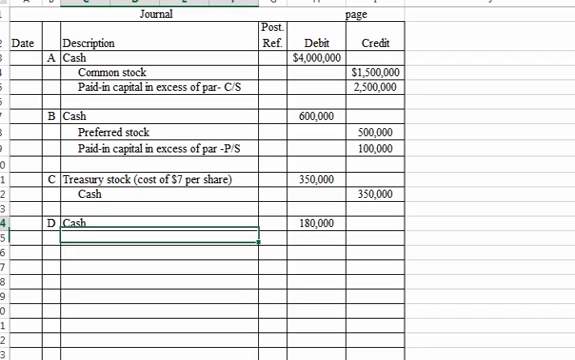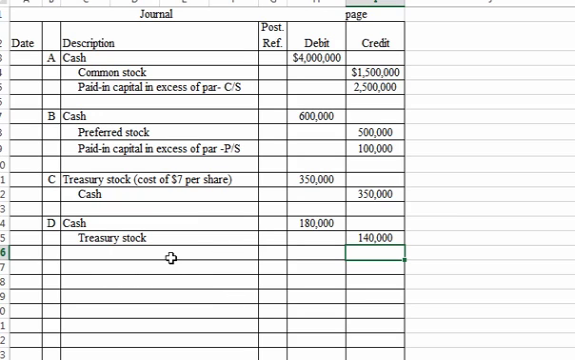Okay, so we put the cash on the books at the amount received. We're going to take treasury stock off the books at its cost. We sold 20,000 shares times the price we purchased them for per share, $7 each. So we're going to credit treasury stock for 140,000.